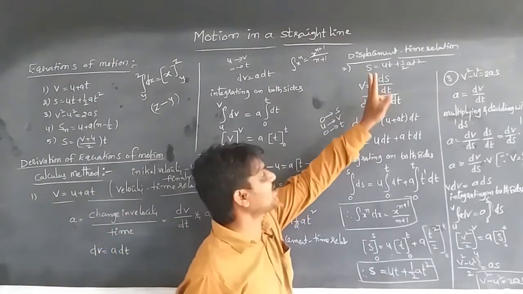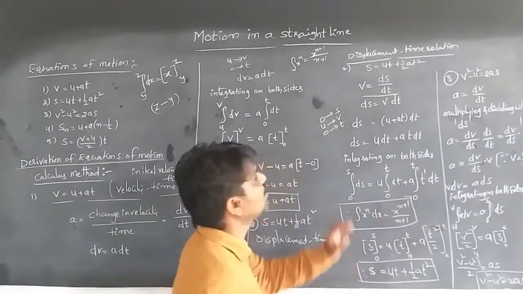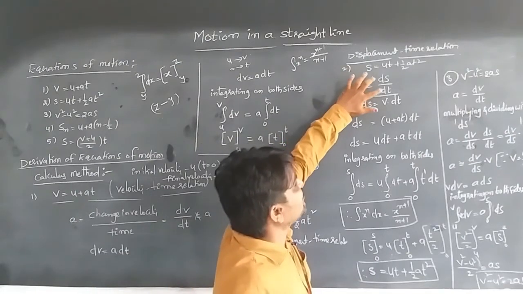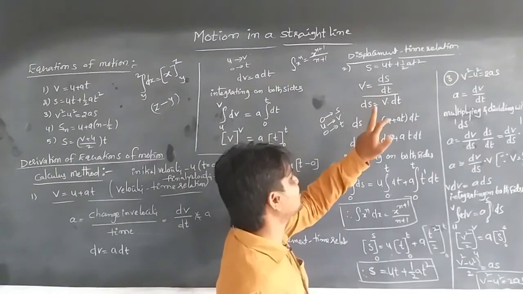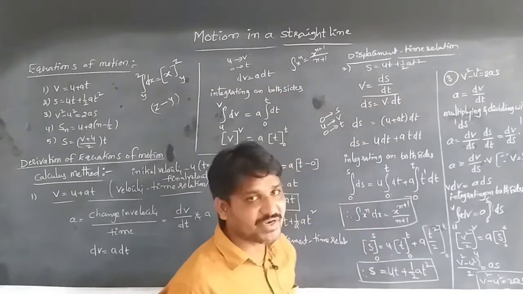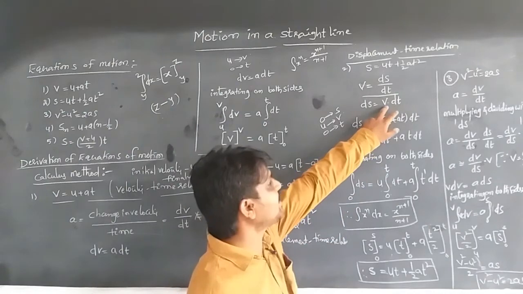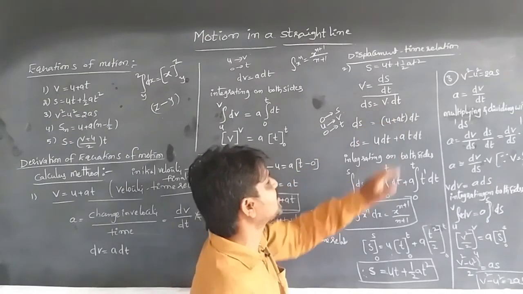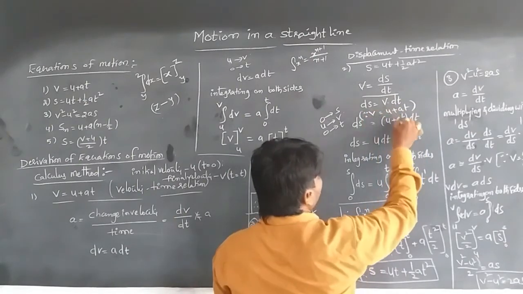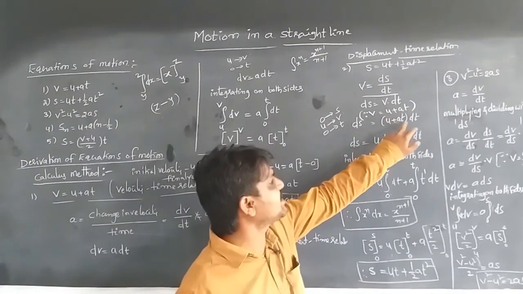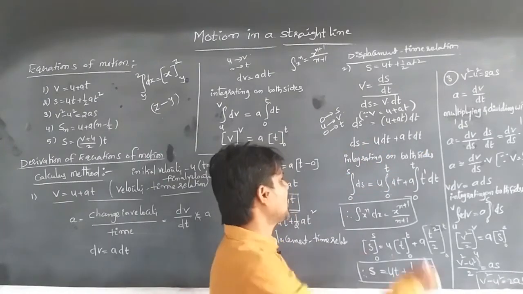The second one is s is equal to ut plus half at square, the relation between displacement and time. From the velocity, v is equal to ds by dt, the rate of change of displacement is called velocity. By cross multiplication, ds is equal to v into dt. But we know from the first kinematical equation of motion that v is equal to u plus at. Instead of v, we write u plus at. So ds is equal to u plus at into dt. Applying inside, we get u dt plus at dt, integrating on both sides.